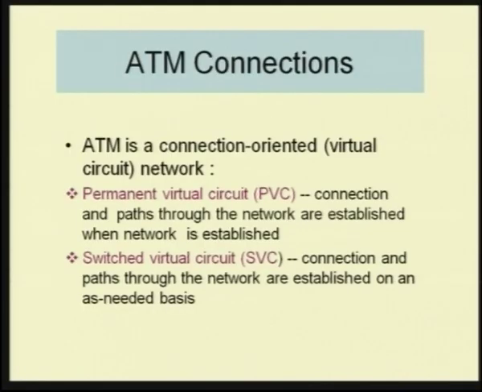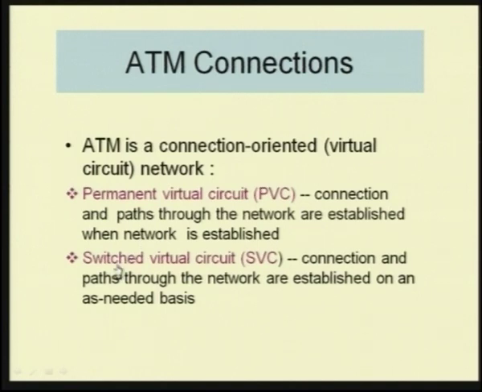In ATM we have two types of virtual circuits. We have what is called a permanent virtual circuit and then we have a switched virtual circuit. In a permanent virtual circuit, connections and paths are established through the network when the network itself is established, that is, permanently you have certain virtual circuits set up. Right at the time when the network is set up, all these paths are set up. This is what we mean by permanent virtual circuit.